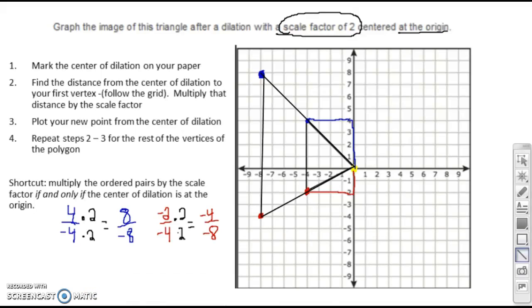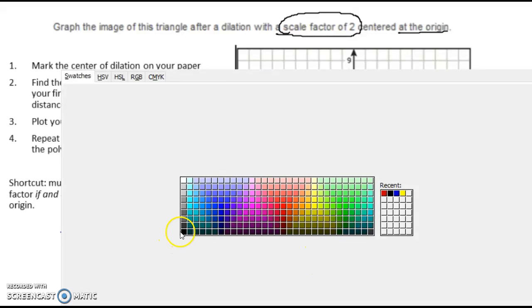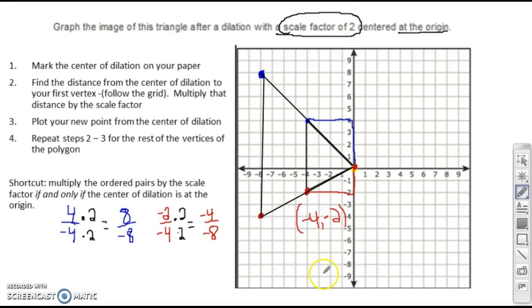Okay, I also want to show you the shortcut, because if the center is at the origin, you have a super awesome shortcut. All you have to do for the shortcut is write down your ordered pairs. So -4, -2, and then multiply that ordered pair by the scale factor.